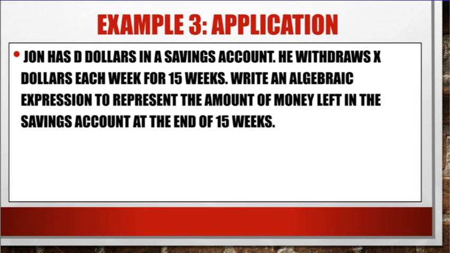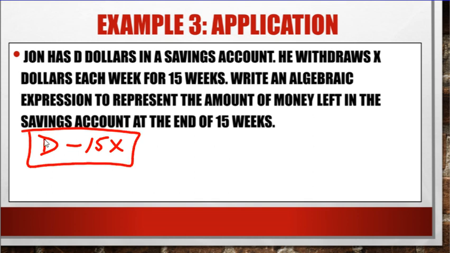And the last one, John has D dollars in a savings account. He withdraws X dollars each week for 15 weeks. Write an algebraic expression to represent the amount of money left in the savings account at the end of 15 weeks. So John has D dollars. He withdraws, that means he takes out, X dollars for each of the 15 weeks. So this would be our expression, d minus 15x. That's how much he would have at the end of the 15 weeks.